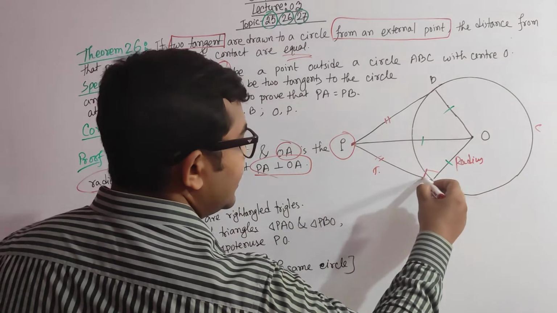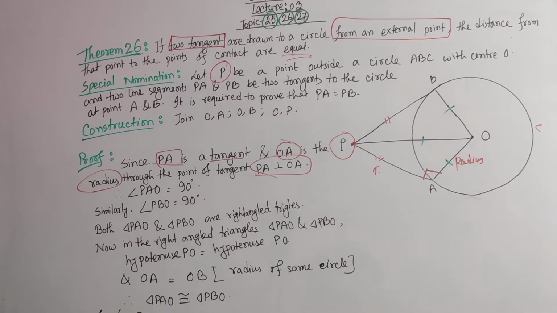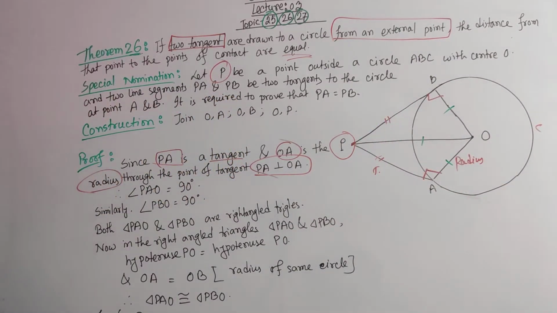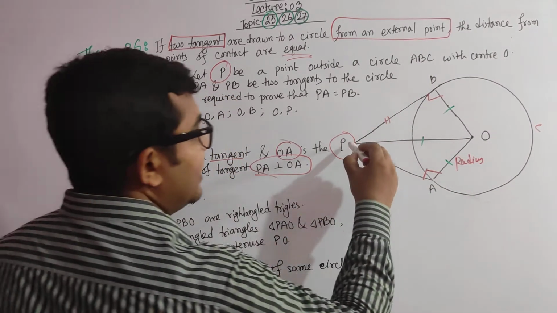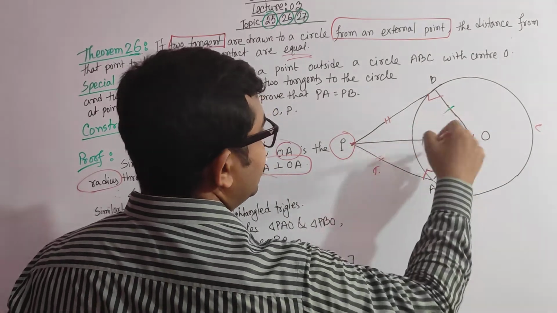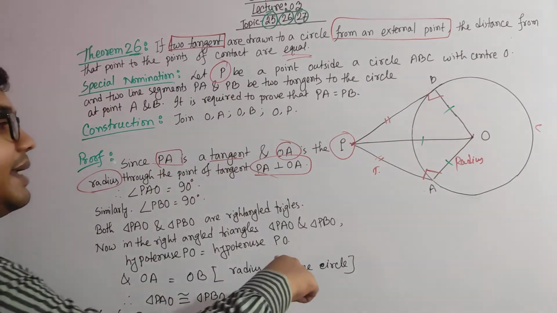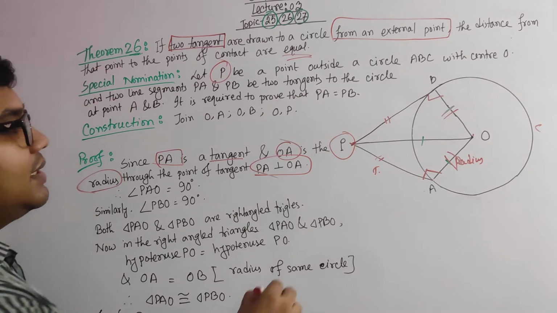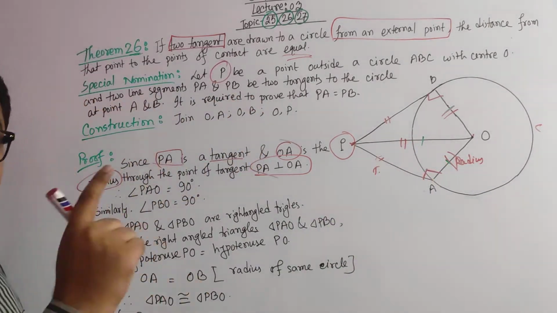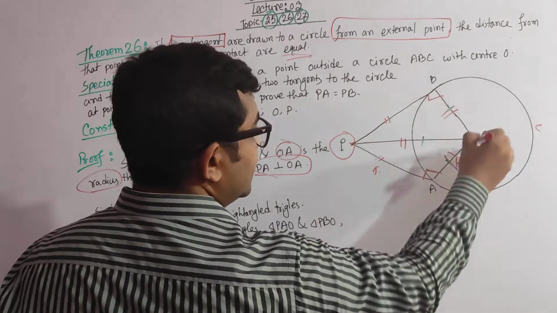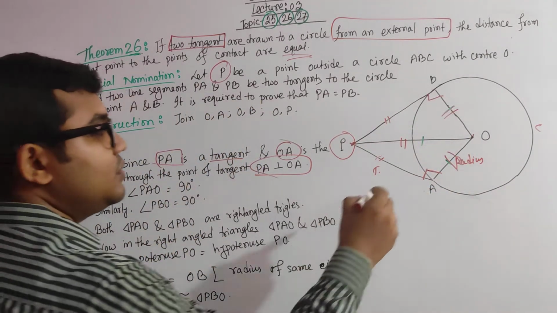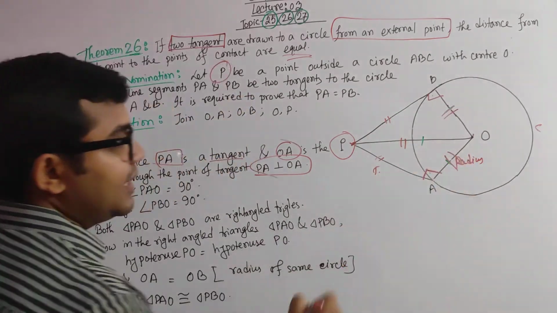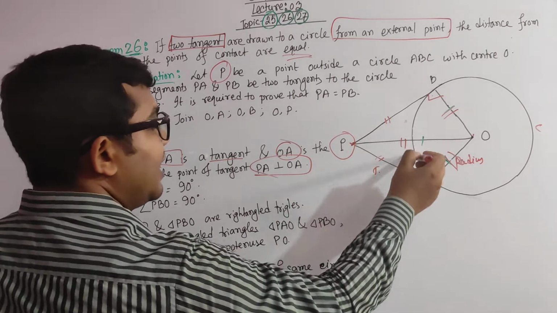So this angle A, or PAO, is 90 degrees, and similarly PB is also 90 degrees. Here we can say that triangles POA and POB are right angle triangles, and in these triangles two sides are equal because of the radius, and the hypotenuse is the same length as well. Since two sides are equal and the angle is 90 degrees, these two triangles are congruent.